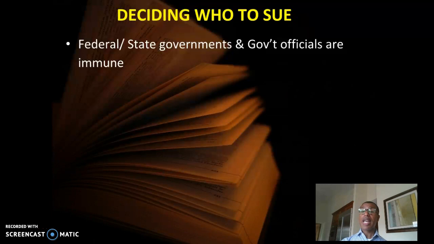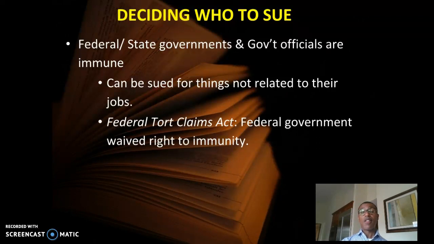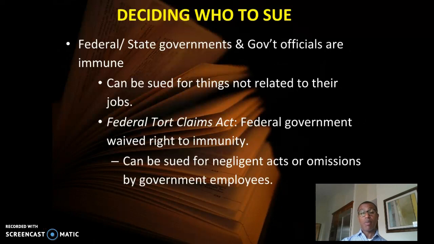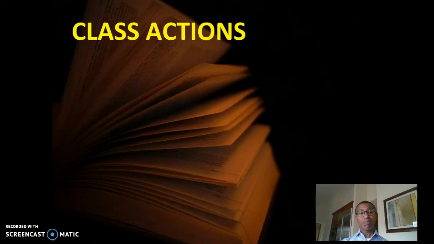Also, federal and state government officials are immune from lawsuits. They can be sued for things not related to their jobs. There's also the Federal Tort Claims Act, where the federal government has waived its right to immunity. So the federal government can be sued for negligent acts or omissions by government employees, but it cannot be sued for intentional torts unless the intentional tort is a violation of a person's rights.